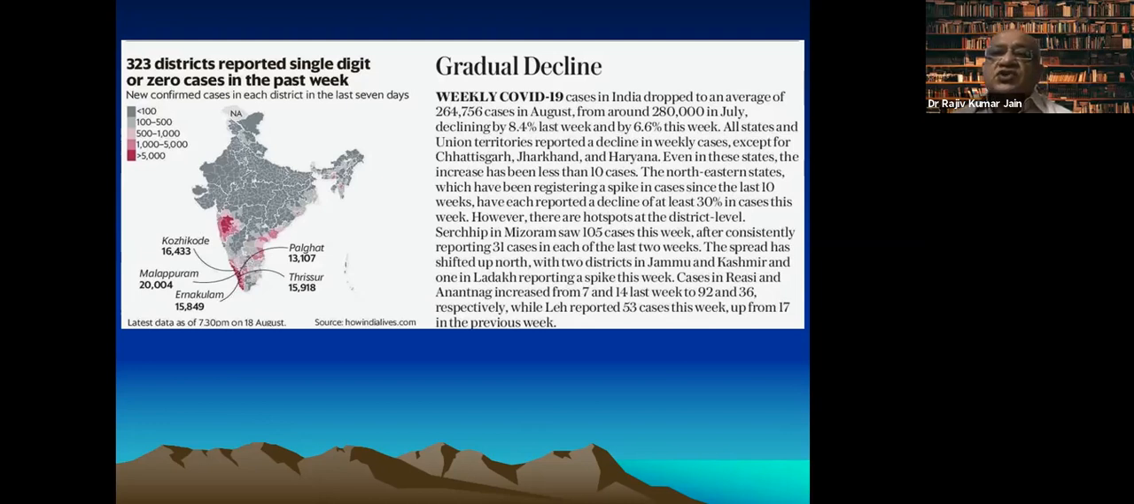And if you look at the cases, Kozhikode, Malappuram, Ernakulam, Palakkad, and Thrissur, all in Kerala, are reporting more than 10,000 cases in the 7 days. Next slide, please.